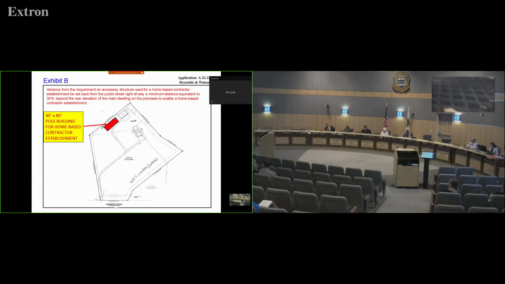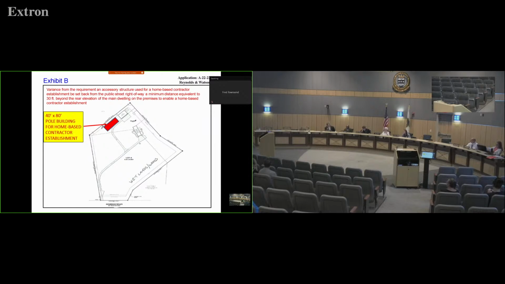So this gives you an idea of the location of this proposed pole building. Now, as the board knows, normally a pole building not used for a home-based contractor merely has to be 5 feet from the rear and side property line. If it is placed in front of the dwelling, it must be 100 feet from the front property line. Because this pole building is being used for a home-based contractor business, the setbacks are different. The property line setbacks are 15 feet, and there's also the provision that it must be 30 feet beyond the rear elevation of the primary dwelling on the premises.